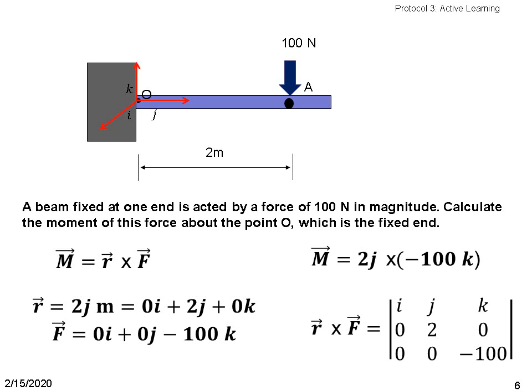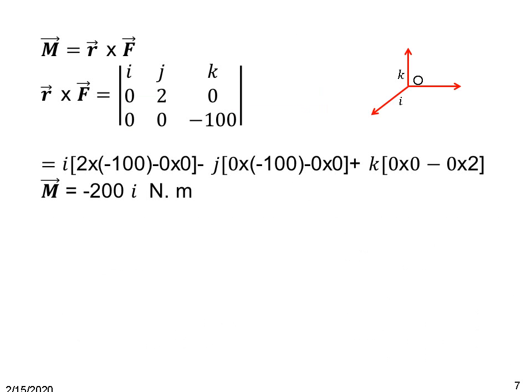The moment vector is R cross F. We will substitute R and F here. Then R cross F is calculated as the expansion of the determinant formed by the two vectors R and F. It starts with the first row I, J, K, and the second row is the coefficients of vector R, and the third row is the coefficients of vector F.